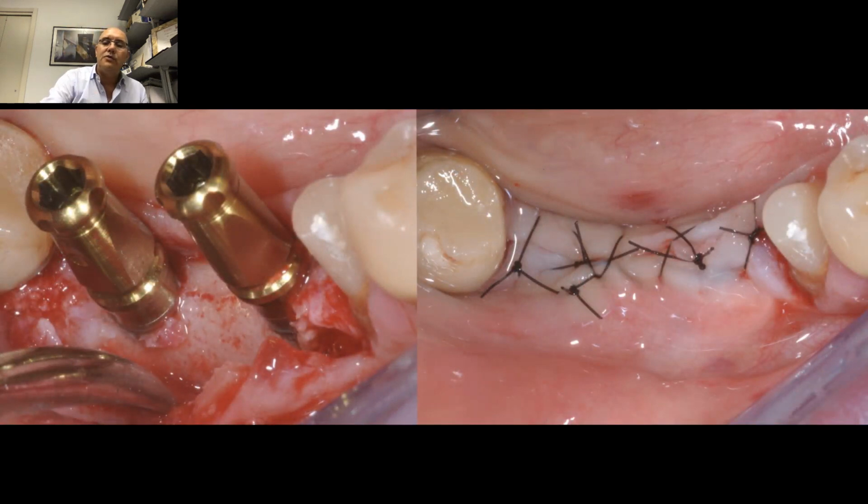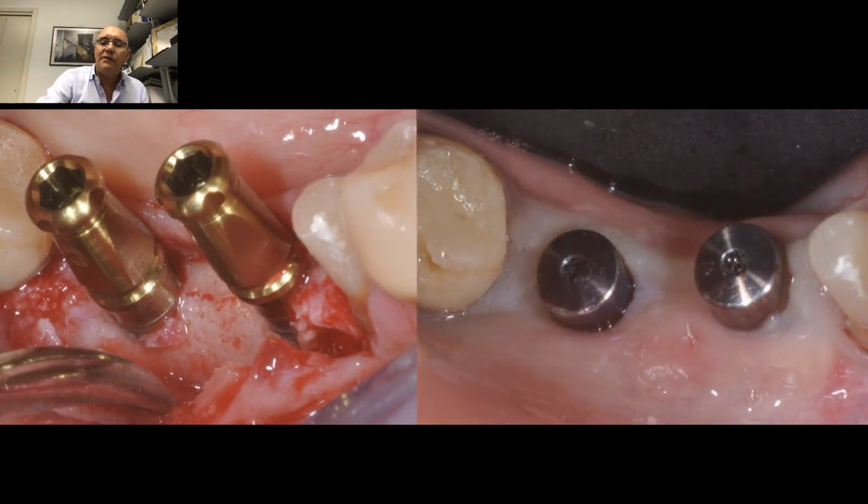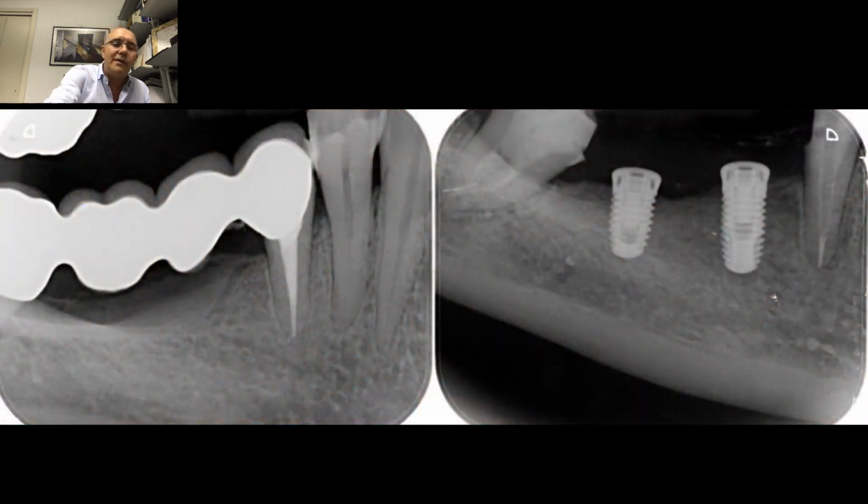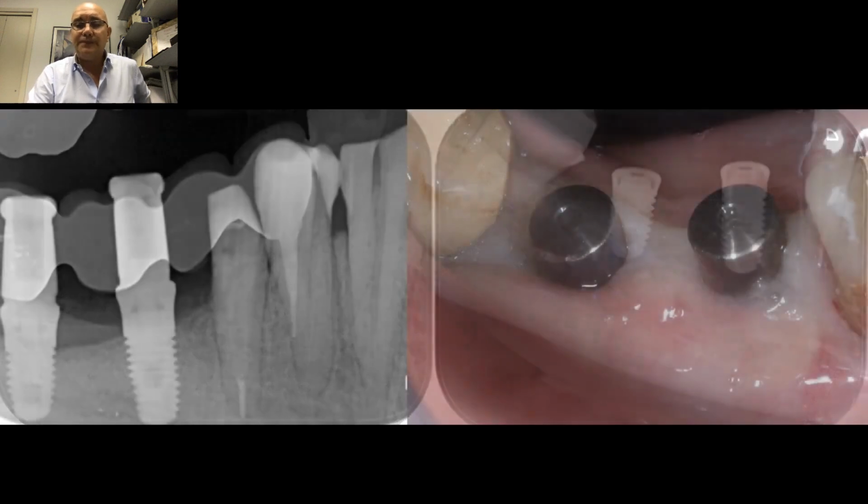So the 2 implants, the healing, the flap is closed, and when we did the second stage surgery, you see that we start to reshape also the soft tissue. So we went from a very complex situation where even the vertical quantity of the bone was not there to a situation where we have 2 nice implants.